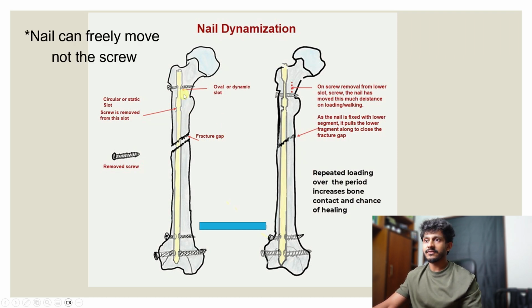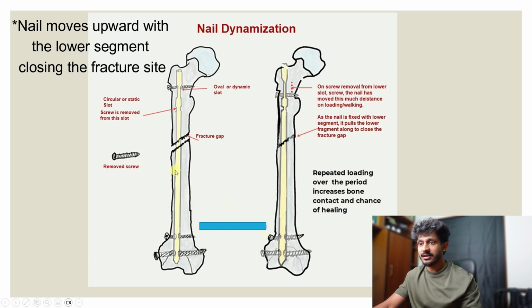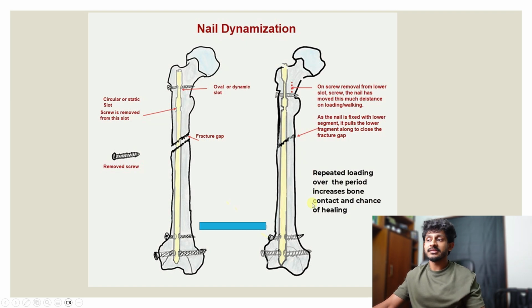Whenever the person puts weight, since this segment is fixed and this much movement is allowed, the screw can move from top to down here. As you can see, it's moved from the top position of the oval slot to the bottom position of the oval slot on loading. So this entire lower segment moves upwards and creates compression at the fracture site. This is what we mean by dynamization, and repeated loading over a period of time. The more a person walks with this dynamized construct, the more it increases bone contact and chances of healing.